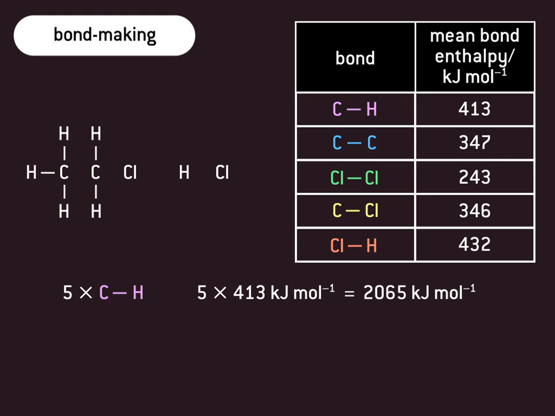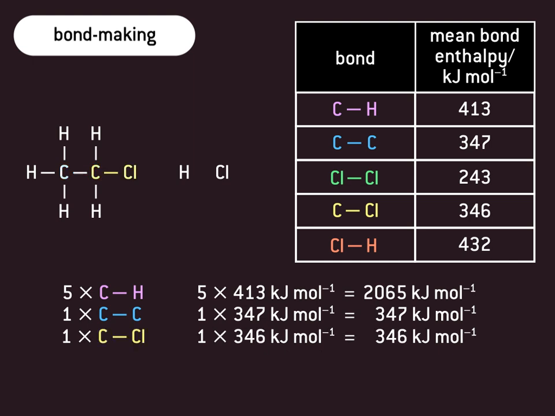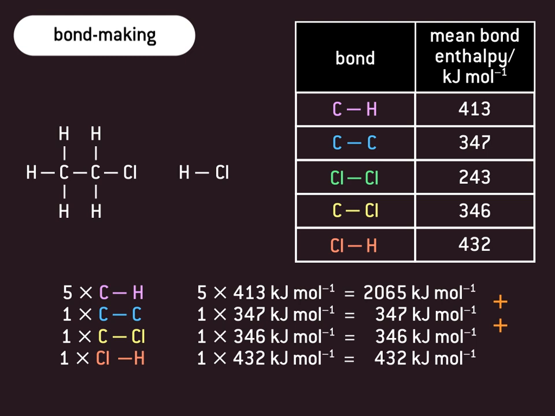1 carbon-carbon bond is made with a bond enthalpy of 347 kilojoules per mole. 1 carbon-chlorine bond is made with a bond enthalpy of 346 kilojoules per mole, and 1 chlorine-hydrogen bond is made with a bond enthalpy of 432 kilojoules per mole. The total amount of energy released by bond making is 3,190 kilojoules per mole. Bond making is exothermic, so this value is negative.